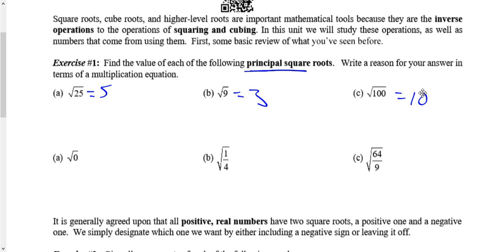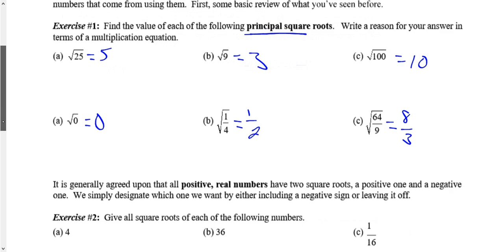What's square root of 0? What's square root of 1/4? 1/2. Right? Does that confuse you, right? Square root of 1 is what? Square root of 4 is? Okay, what's the square root of 64 over 9? 8/3. 8 over 3, right? So this is so hard, is it?